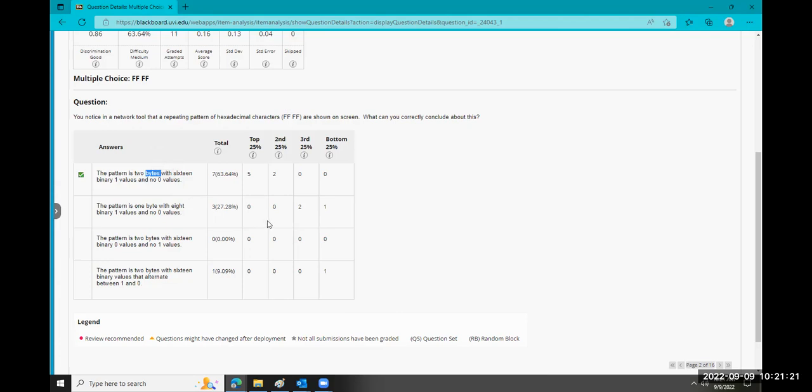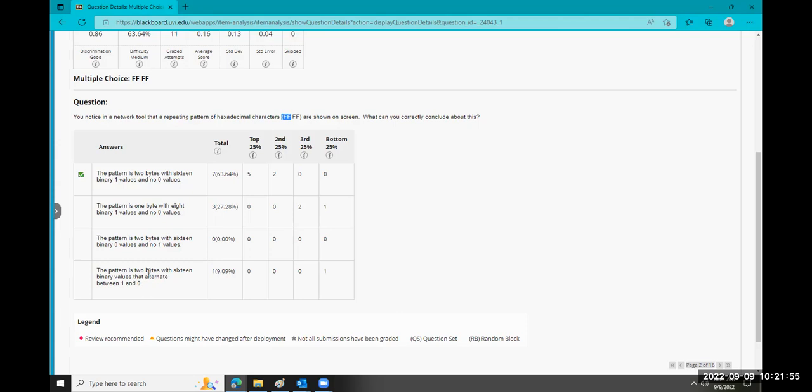Some students incorrectly answered the pattern is 1 byte with 8 binary 1 values and no 0 values. And that, I'm guessing, might happen because you're seeing 4 Fs and you think that there's more ones and zeros and hex values. I don't know, but it's actually 2 bytes. So a byte is 2 hexadecimal characters or 8 ones and zeros. Another student answered the pattern is 2 bytes with 16 binary values that alternate between 1 and 0.